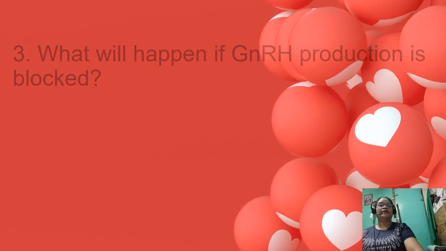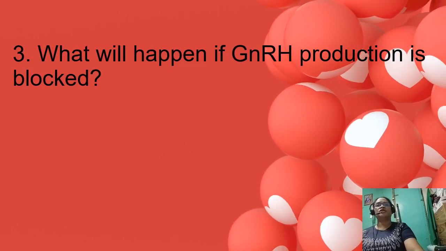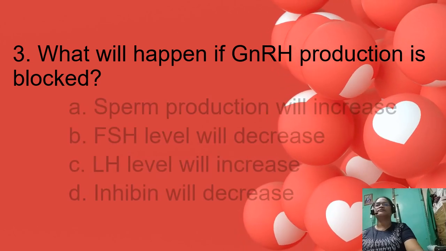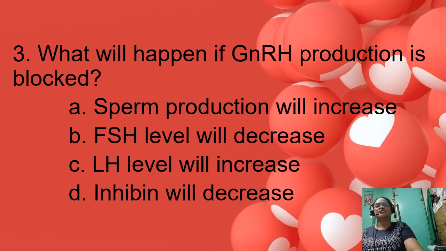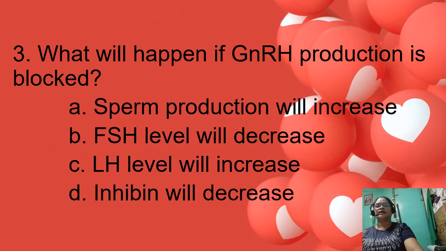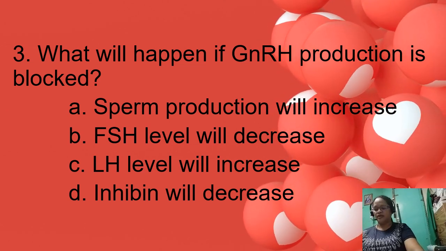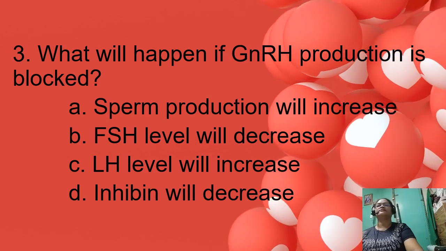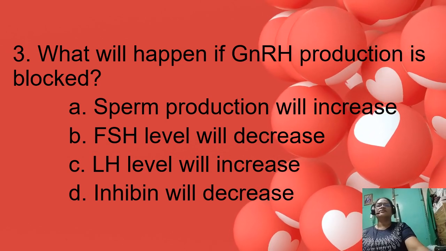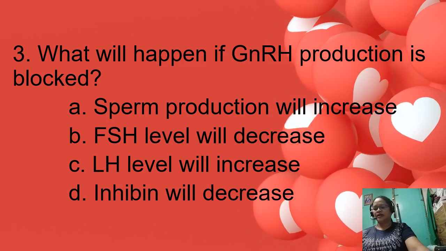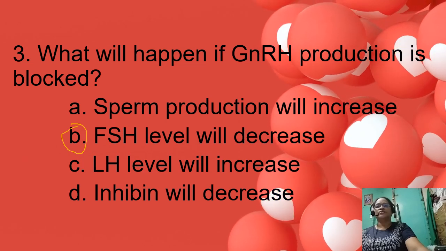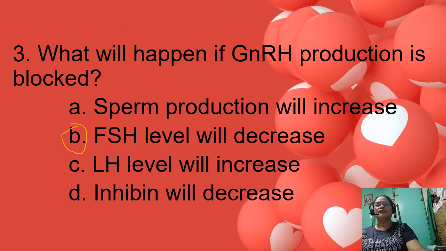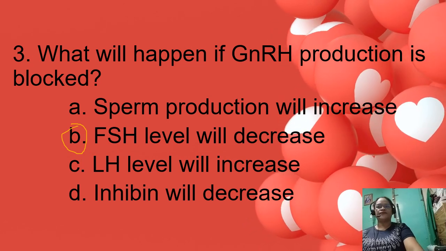Number 3. What will happen if GnRH production is blocked? A. Sperm production will increase. B. FSH level will decrease. Letter C, LH level will increase. Letter D, inhibin will decrease. The answer for number 3 is letter B. FSH, or the follicle stimulating hormone level, will decrease.